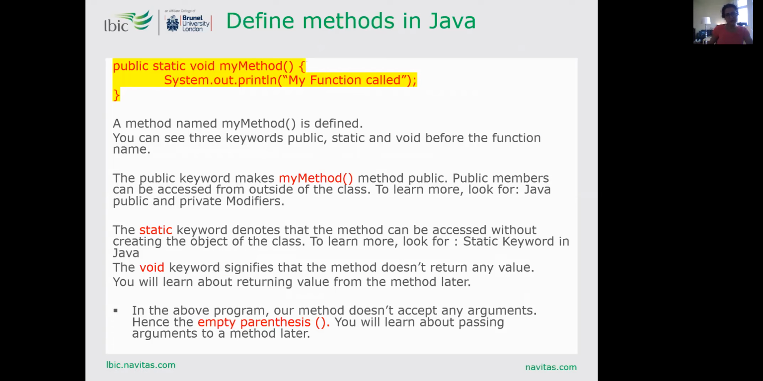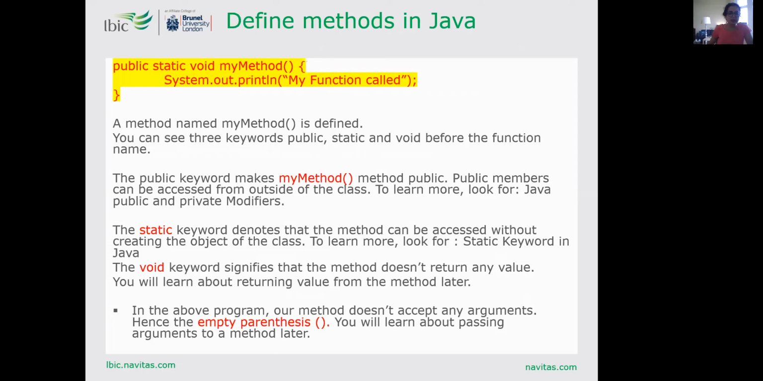So what does it mean? I just have an explanation of whatever you can see in here. Let's quickly go through that. A method named myMethod is defined, right? This is the name of the method. If you want to define a function or method, you need to use this syntax. So the name of my method or function is myMethod.